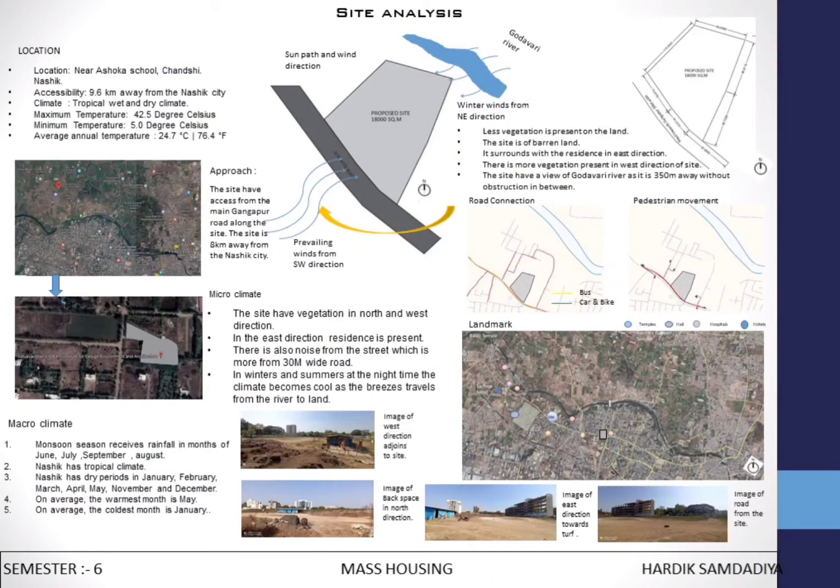The site has an 18 meter wide road in the south, which is 9.6 km away from the main city, in developing land. The site has an adjacent plot on the east side and open land on the north and west, with a river body at a distance on the north side. It has a very busy road and a commercial plus residential surrounding with less vegetation.